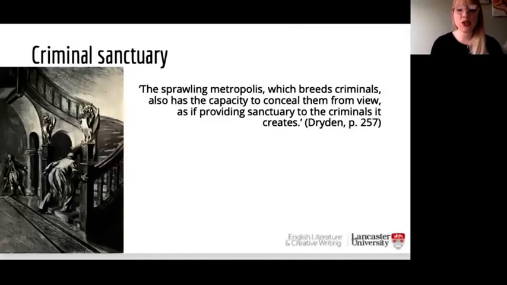Okay, so just another quote here to talk a little bit about this criminality and this kind of criminal sanctuary that I've just referred to. So Linda Dryden states that the sprawling metropolis which breeds criminals also has the capacity to conceal them from view, as it provides sanctuary to the criminals it creates.